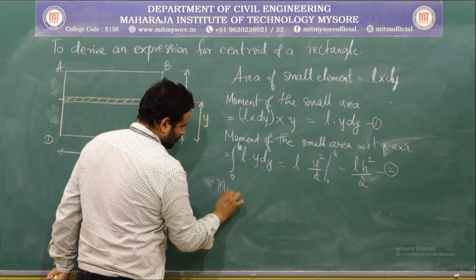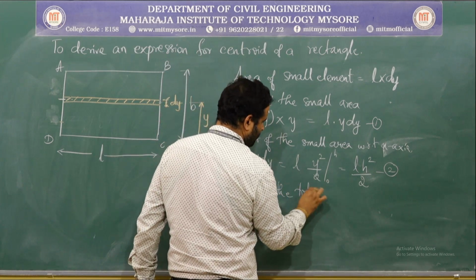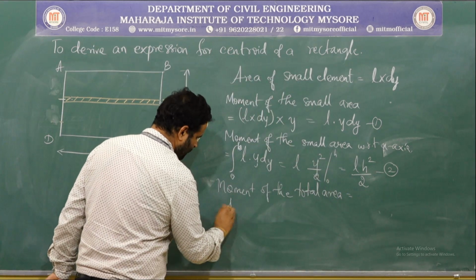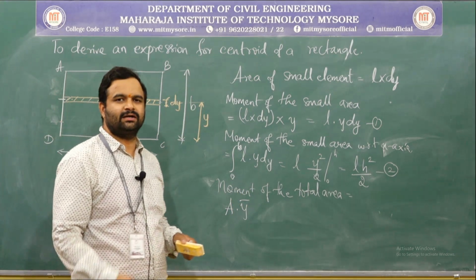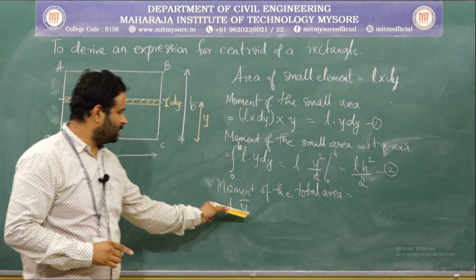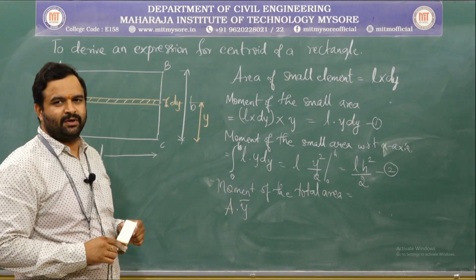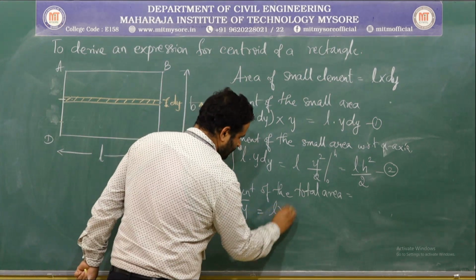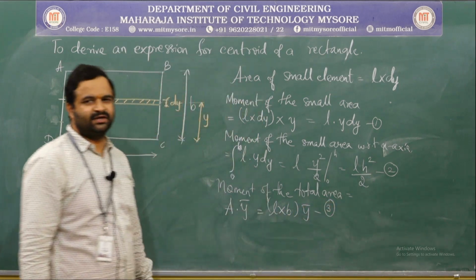Now let me consider moment of the total area of the rectangle, which is given by A into its y bar. Let capital G be the centroid of the rectangle and let y bar be the centroidal distance of this rectangle with respect to x axis, that is equal to L into B into y bar, and let this equation be 3.